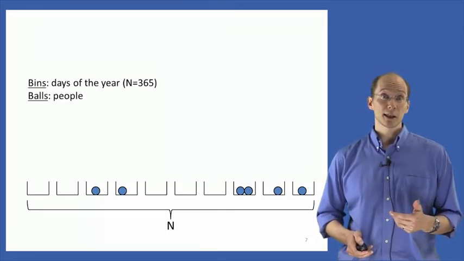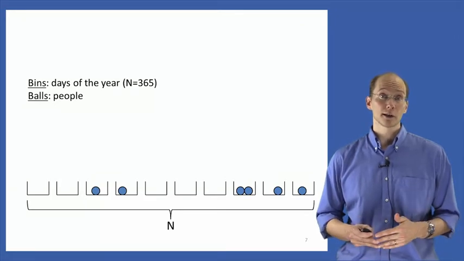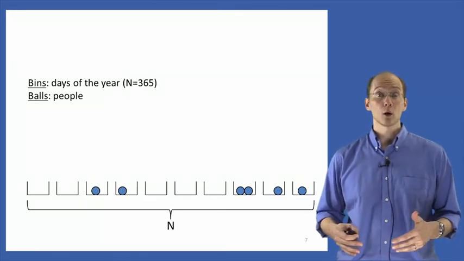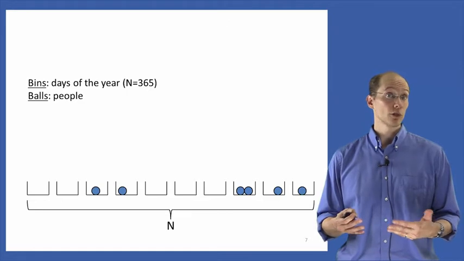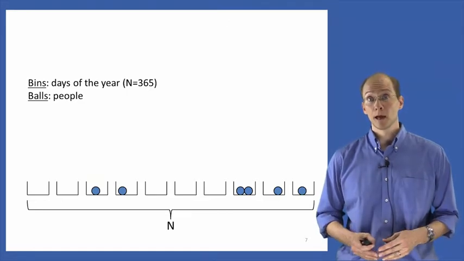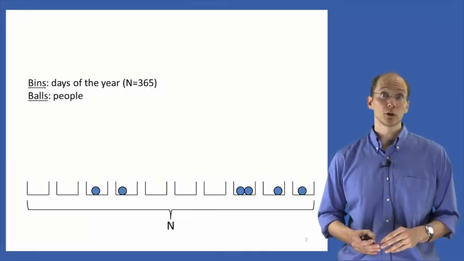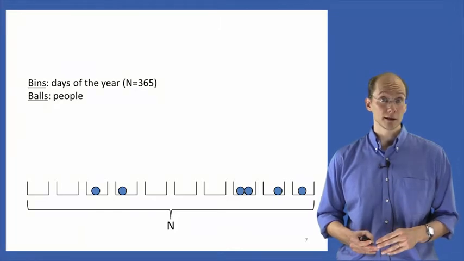And if we fix some value for the number of balls, we can ask, well, what's the probability that we end up with two balls in the same bin? And I claim that this is related to the two problems we've discussed on the previous slide.